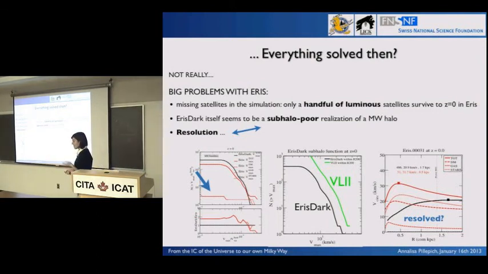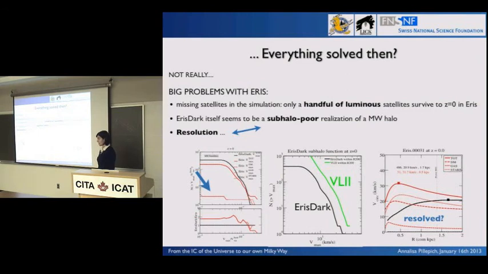First of all, it appears we have a missing satellite problem in the simulation, because we had just a handful of luminous satellites that survived. This was suggested by this cumulative plot, in which I can take the maximum rotation curve in terms of the total volume, in terms of the stars, and here you can see that I just have a few subhalos which actually have stars at redshift zero.